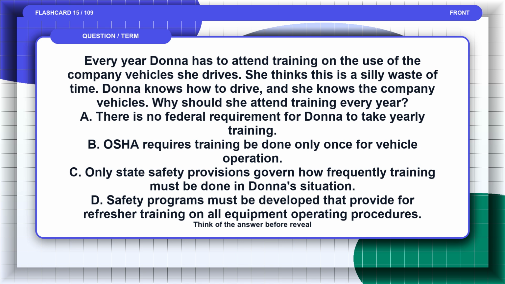There is no federal requirement for Donner to take yearly training. OSHA requires training be done only once for vehicle operation. Only state safety provisions govern how frequently training must be done in Donner's situation. Safety programs must be developed that provide for refresher training on all equipment operating procedures.